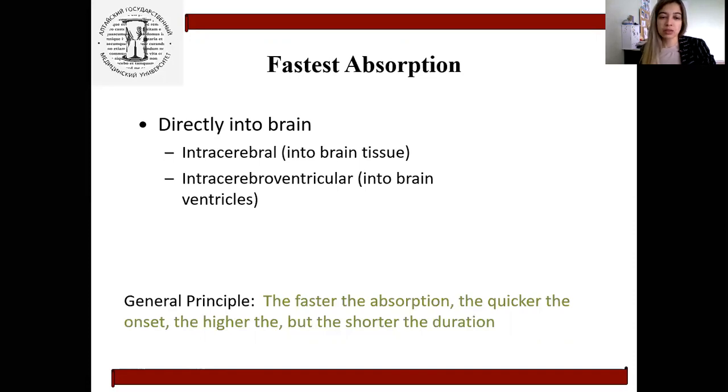And what is the general principle of this? The faster the absorption is, the quicker is the onset, and the higher is the effect, but the shorter is the duration of action. So you give the drug quickly, it quickly affects, but not for a long time. Because, for example, when you inhale general anesthesia, you fall asleep in 1 minute, but when you stop inhaling, you wake up again very, very quickly. So that means a short duration of action.